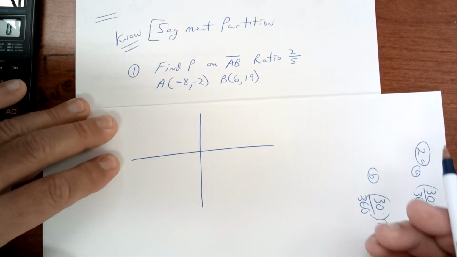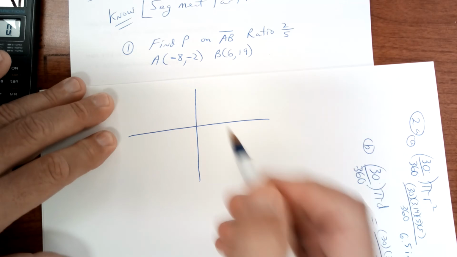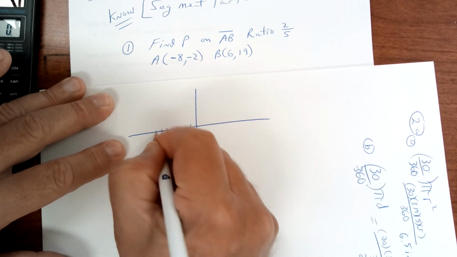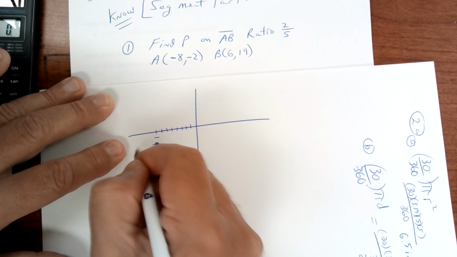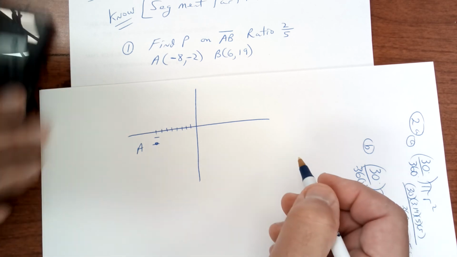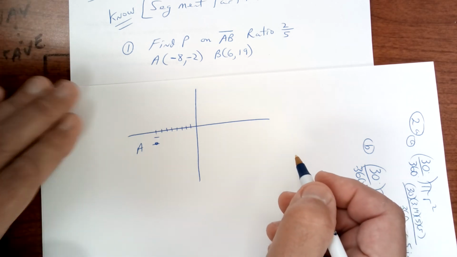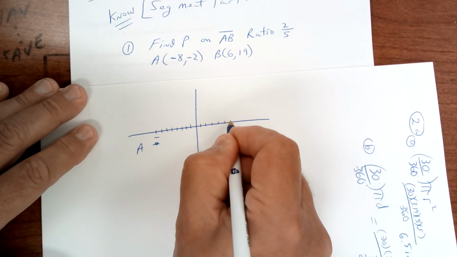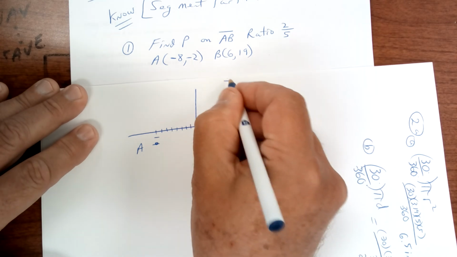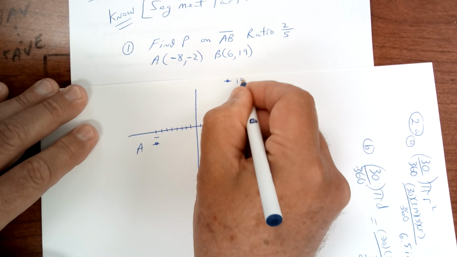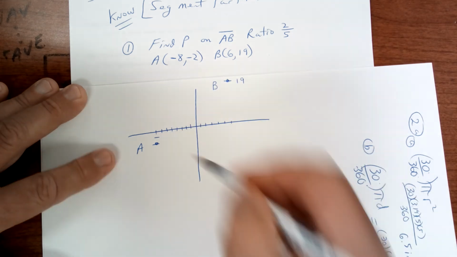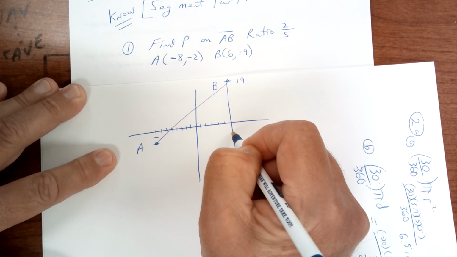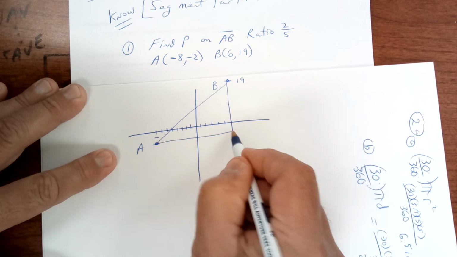When you graph these points, what you're going to have is -8, down 2, put point A, and then you want to go 6 and then up 19. 19 is ridiculous, but I'm just going to put 19 right here. So this distance from here to here, draw a right triangle like that. Remember? Square it off. Make an L.